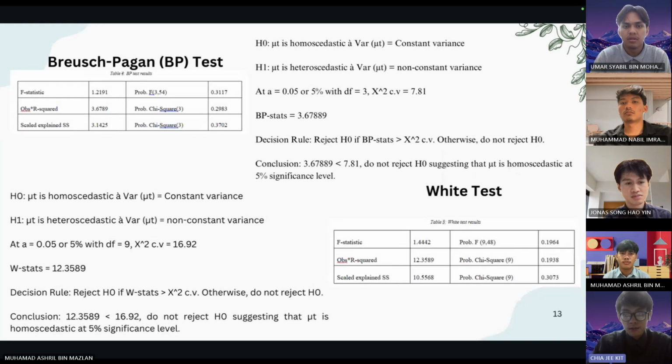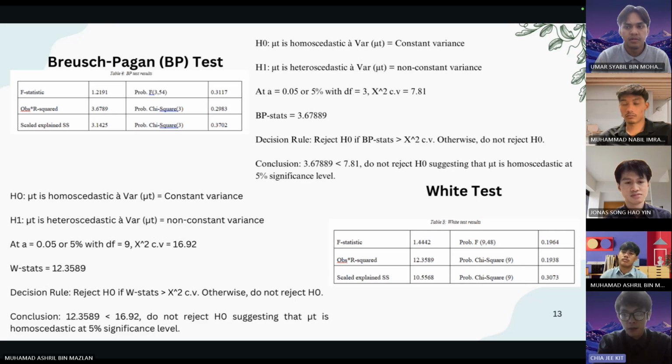Through the Breusch-Pagan test table, we know that we did not reject the null hypothesis because the BP statistic of 3.68 is less than the critical value of 7.81. This indicates that the error term is homoscedastic, or has a constant variance, at 5% significance level. Similarly, in the White test, we did not reject the H0 because the White statistic of 12.36 is less than the critical value of 16.92. This confirms that the error term is homoscedastic at 5% significance level.